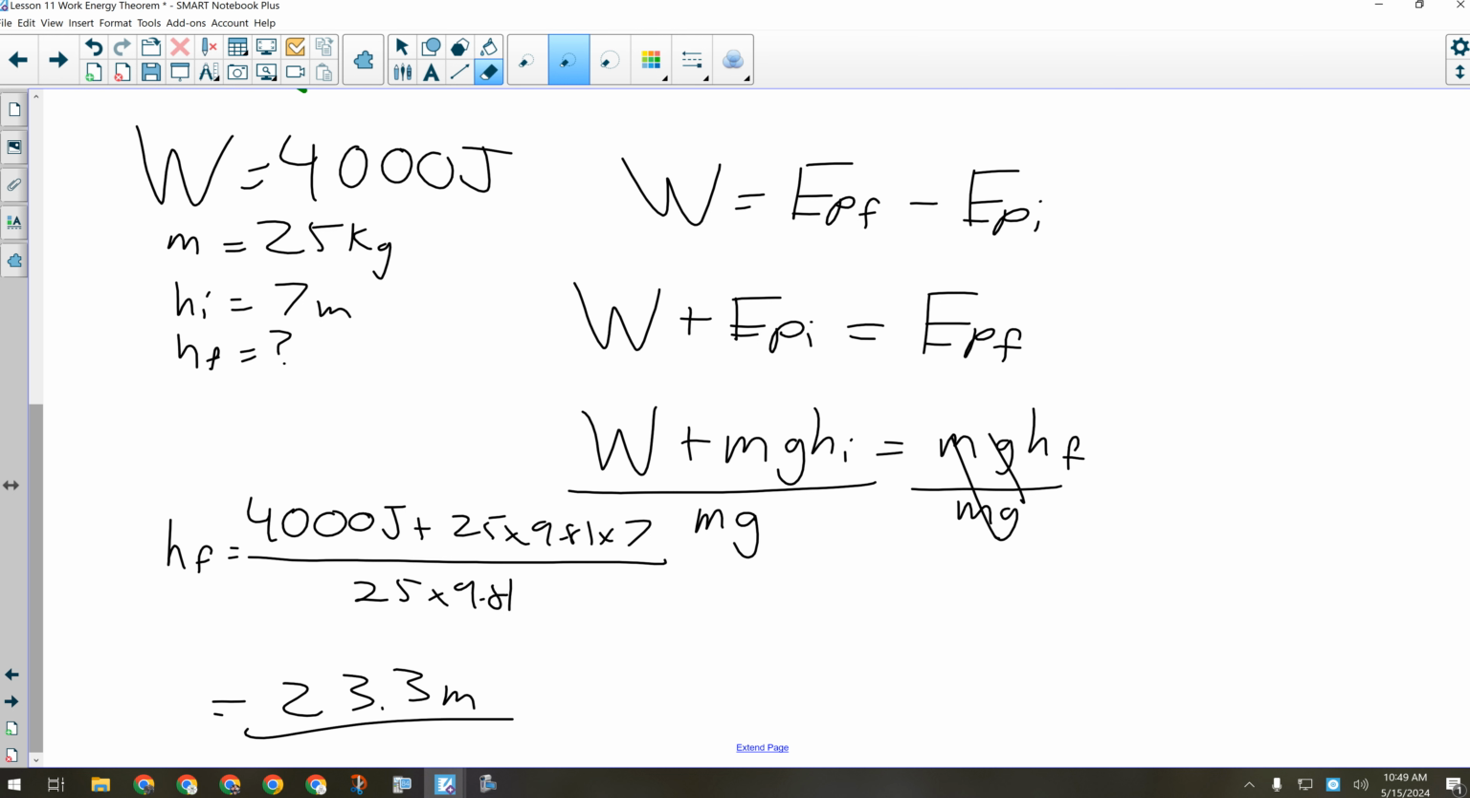All right, so we got 23.3 meters as our final height. Did we do anything different on that question? We figured out what kind of energy was changing, we wrote down the givens, we set up the work energy theorem, we put in the formulas, we manipulated them, we plugged in the numbers, we solved. It's always the same steps.